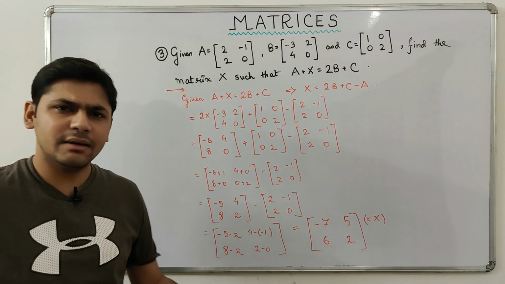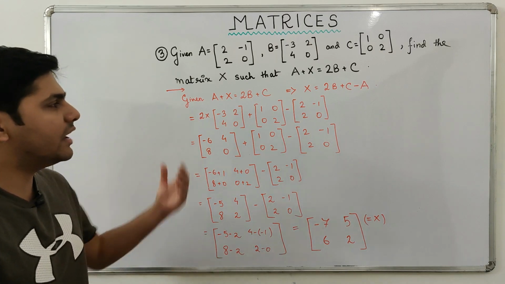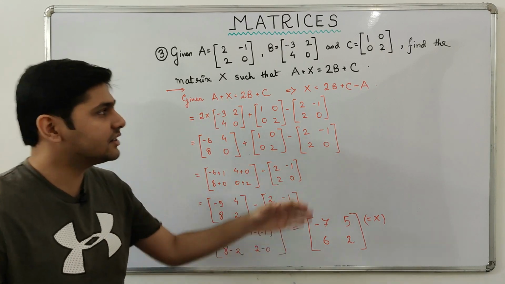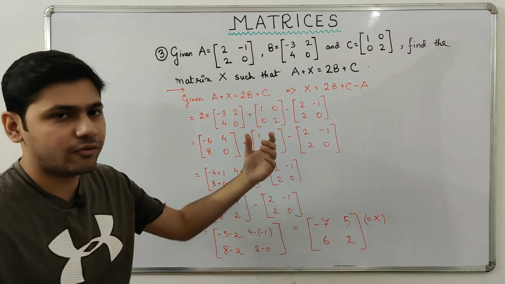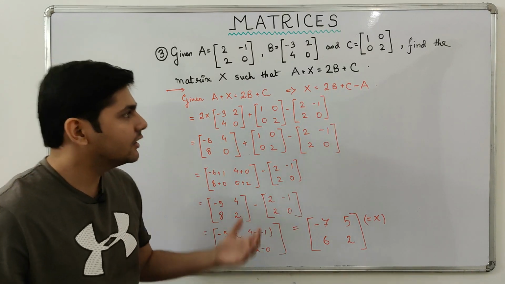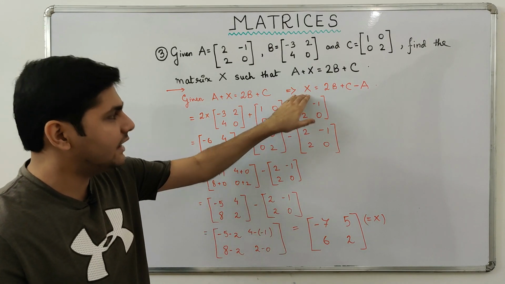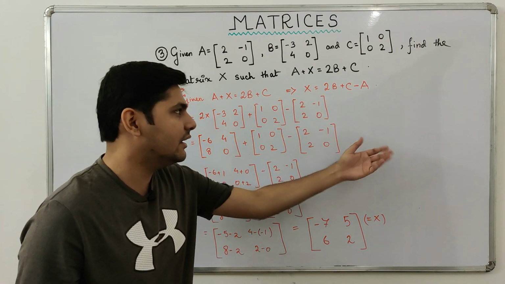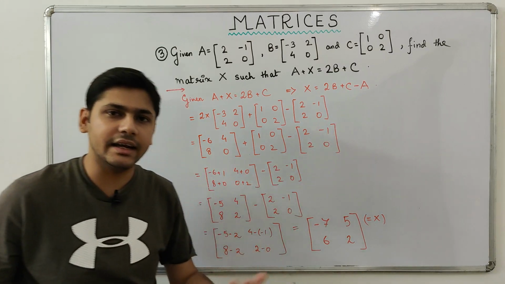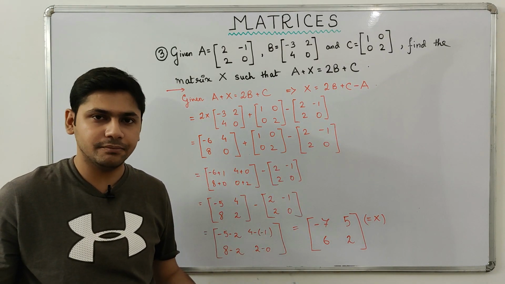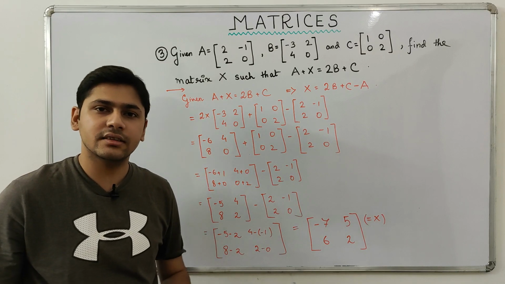Answer. Simple. So whenever you have a question in which you get an equation and you have to find the value of a matrix, say for example x over here, we will put x on one side and all the elements on the other side, then we will do the calculations and get the answer. Simple. Now we will move on to the next sum.